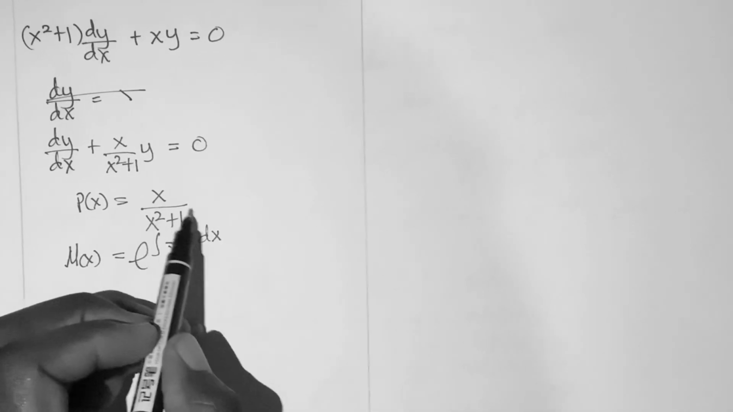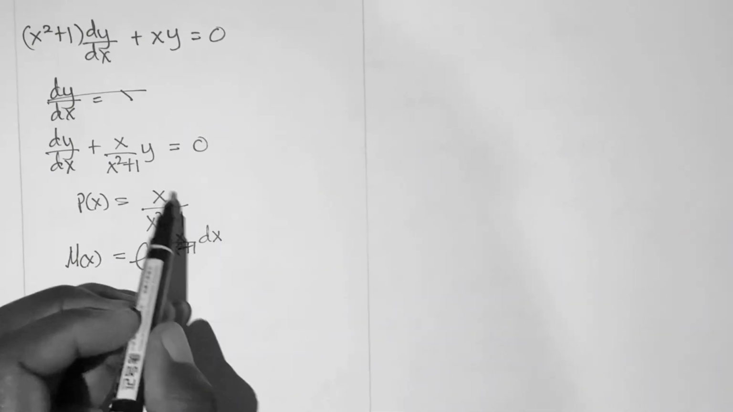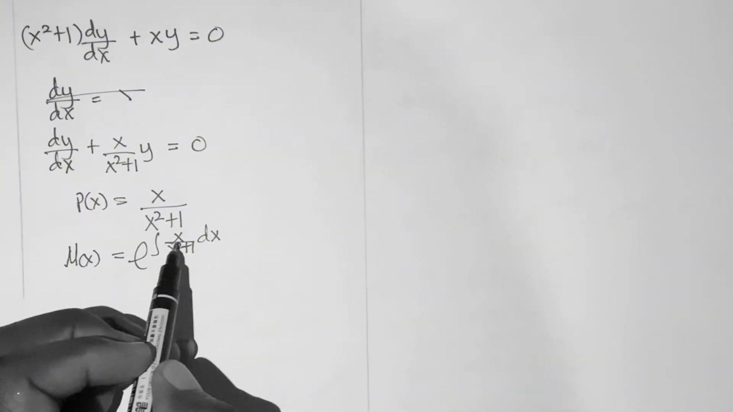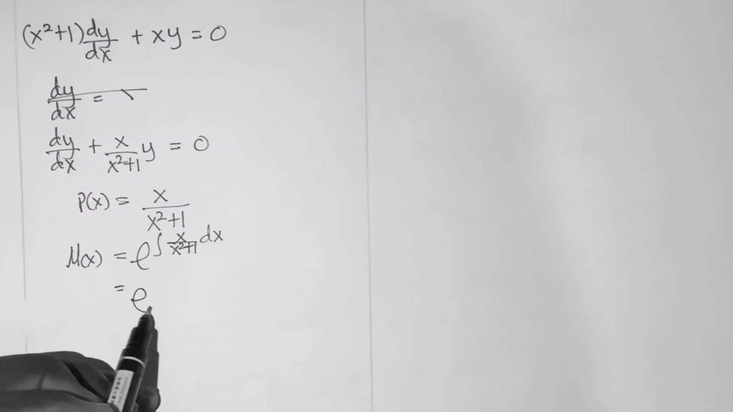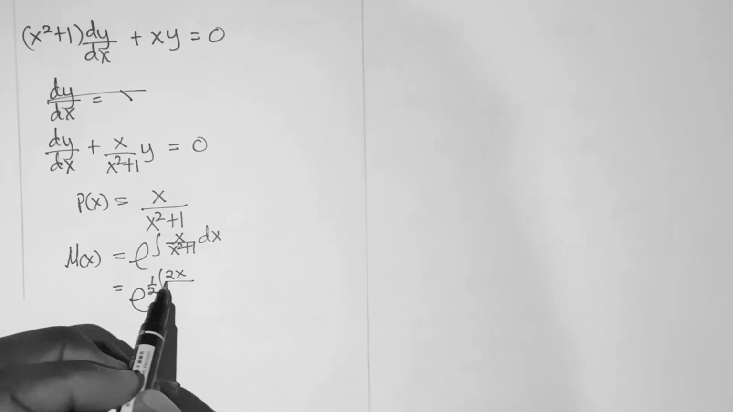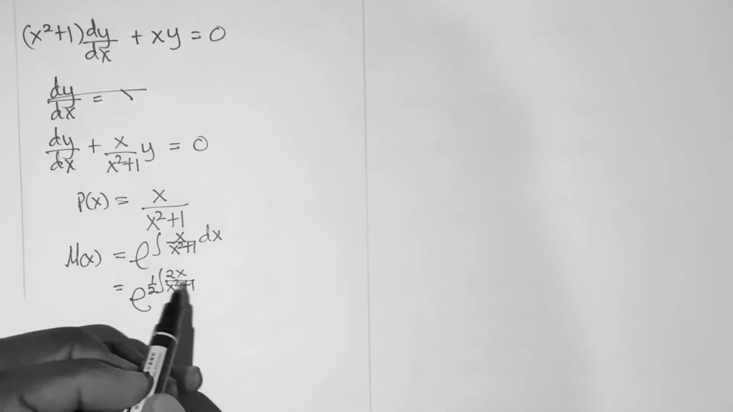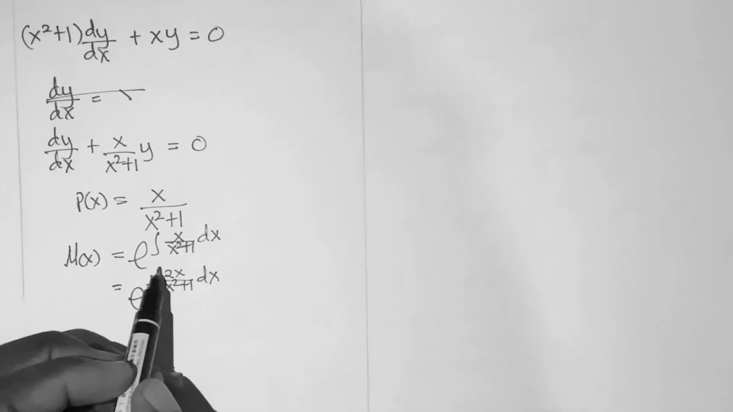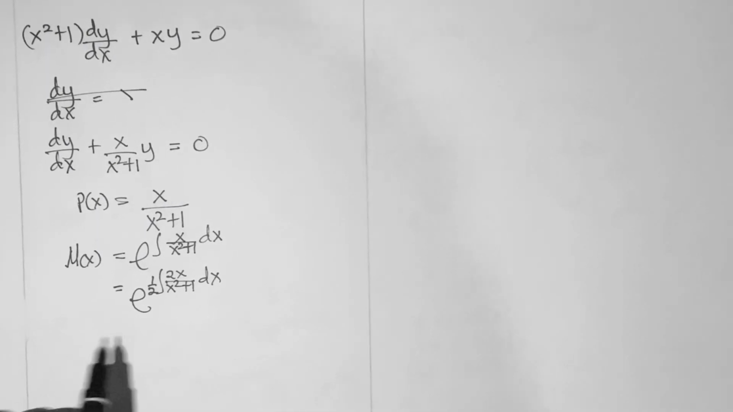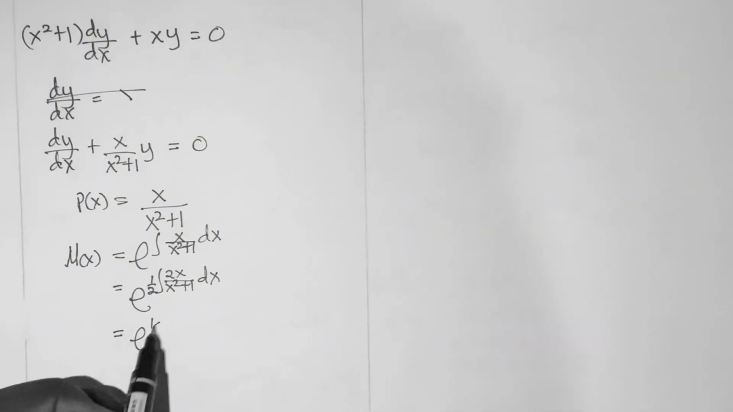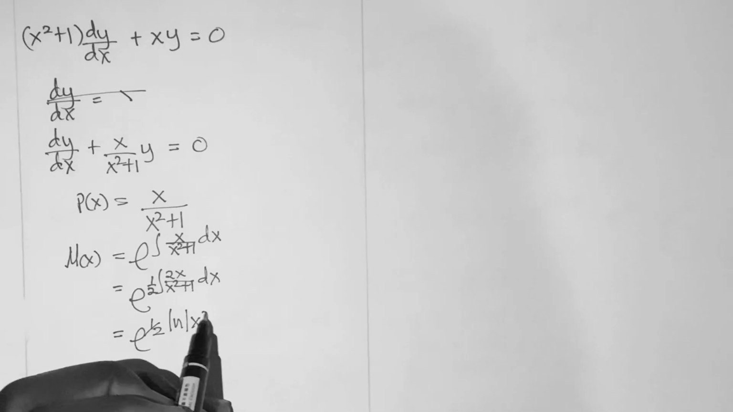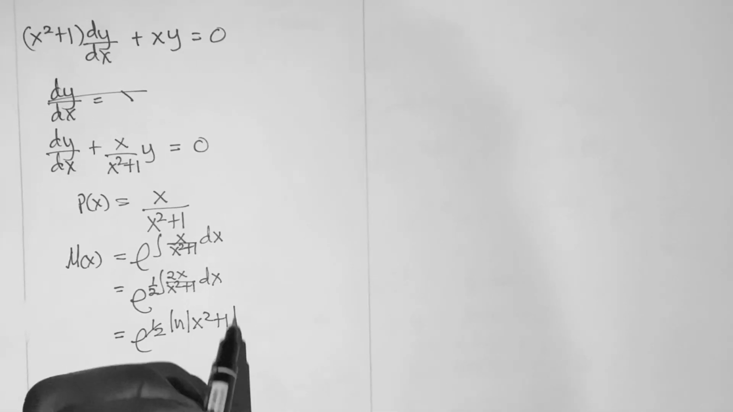Now you see that when you differentiate x squared plus 1, you will get 2x. So what it means is that we need to make this numerator 2. So this is equal to e to the power of 1 over 2 times the integral of 2x divided by x squared plus 1 dx, so that these two can cancel this 2 and we'll go back to the original equation. So this is equal to e to the power of half of the natural log of the absolute value of x squared plus 1.